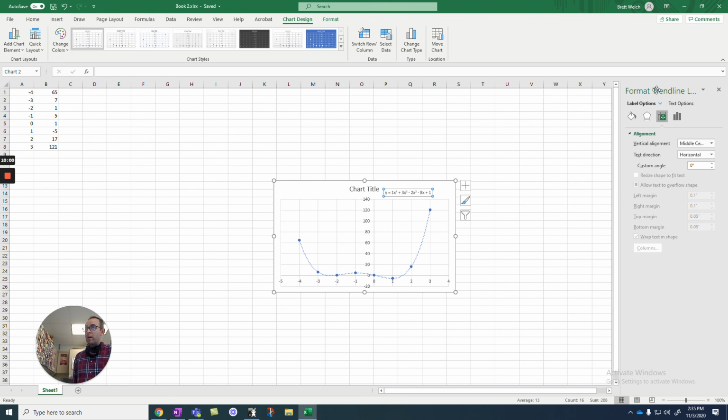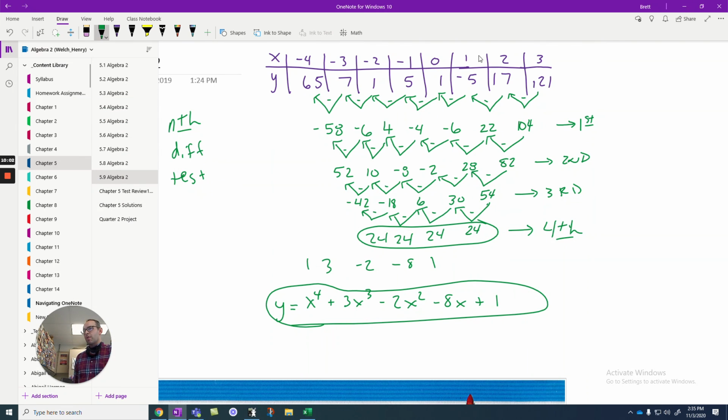But what I won't help you with is this process here, where you figure out which degree it is. If you need help with the technology in terms of figuring out how to run the regression, that's not a big deal. But you better know which regression you're running.